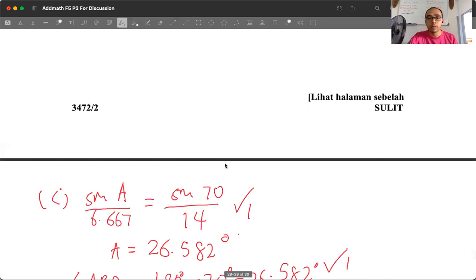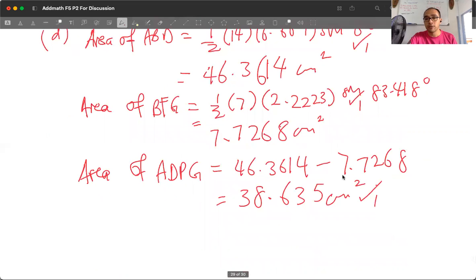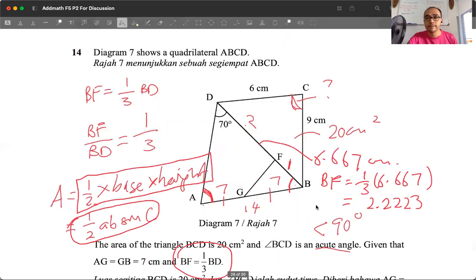Okay, so we're talking about this one. When you substitute correctly, okay, you substitute correctly, you get 1 mark over there. Okay, of course the final answer is if you minus lah, okay, correctly, then you get 1 mark. Okay, so that's the 10 marks. That's how the 10 marks are distributed.